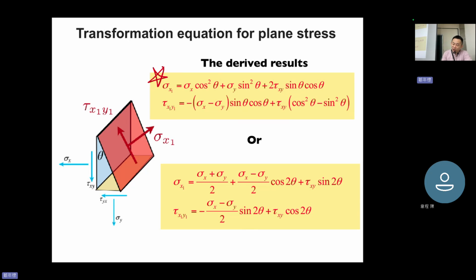Okay, I prefer you memorize these three, these two. Why? Because this will relate to Mohr's circle.